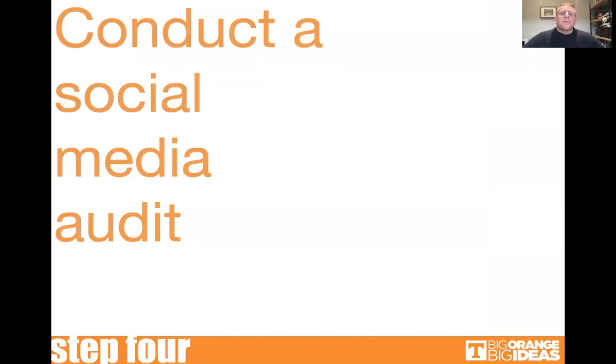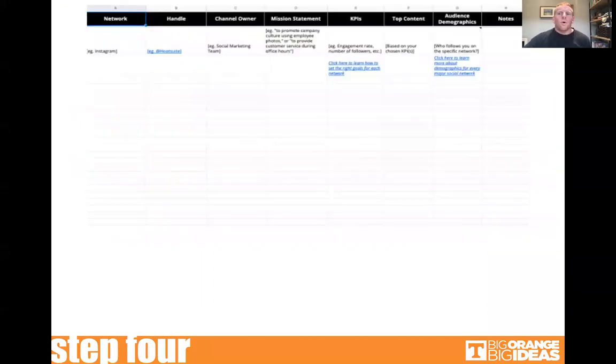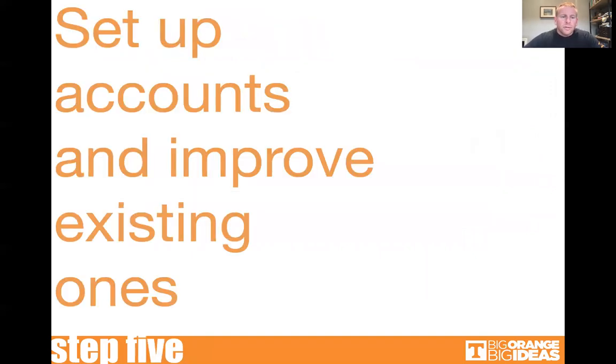Step four, conduct a social media audit. You know what this is because you did this last week, I think. What's working, who's connecting, what channels are we doing, what kinds of posts are doing the most engagement. Oh, if we do posts that have human faces, those get more engagement than if we do infographics. If we post at a certain time of day, that does better than if we post at midnight. These are the things you learn about your own social media when you do a social audit. And this is one template of what it could look like. You can also find it if you just Google it.